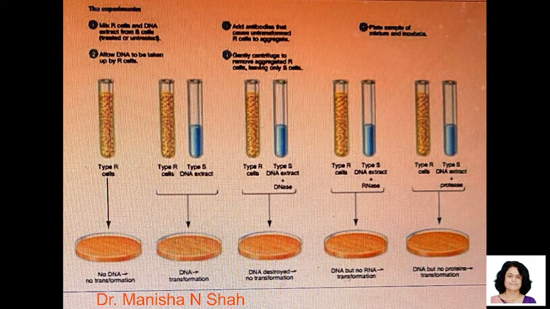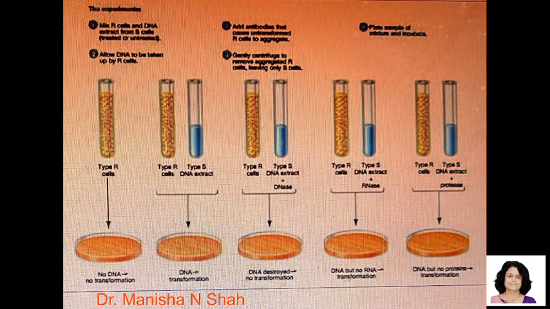As we can see, there are various steps performed by them. Just to clarify, in the first step of the experiment they prepared the cell culture of the type R cells, and they observed that no transformation occurs. In the second set of the experiment, they mixed the type R cells, that is the non-virulent cells, and type S DNA extract rather than the cells. He mixed it, inoculated and incubated, and he observed transformation.